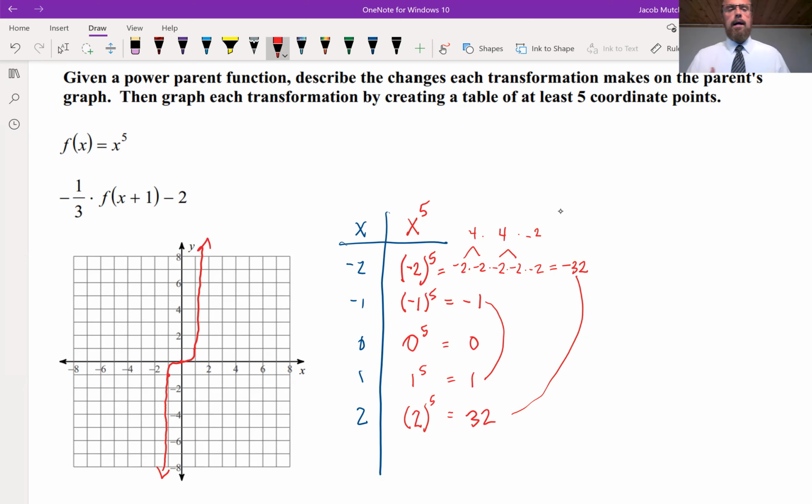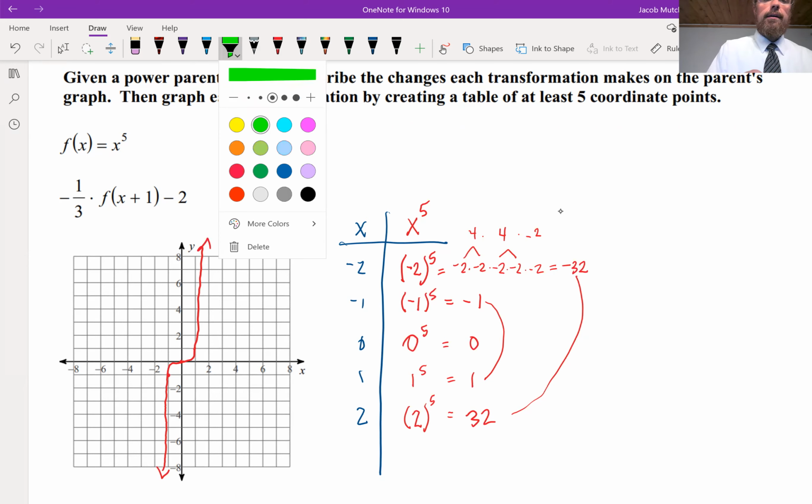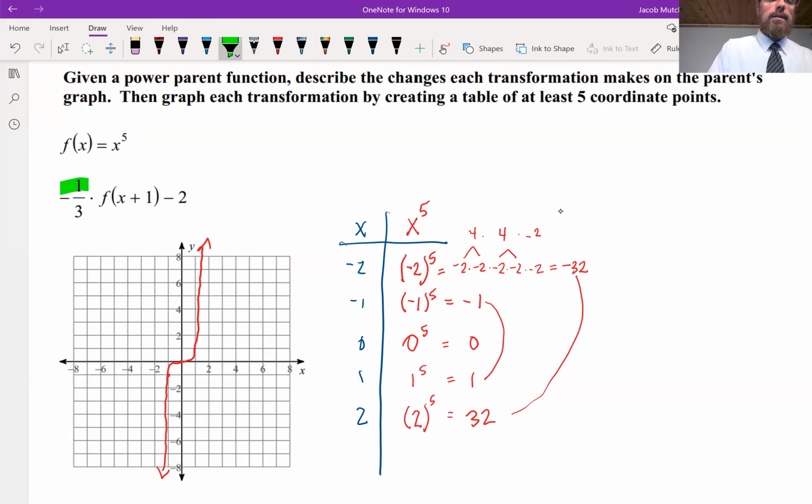So what we're doing now with this transformation rule, and let's highlight it here in the green, is I want to say, what do these pieces do to that graph that we just put on our coordinate plane? How do those values around f of x change the red graph? So I want to do that piece by piece, and let's itemize what we're looking at.